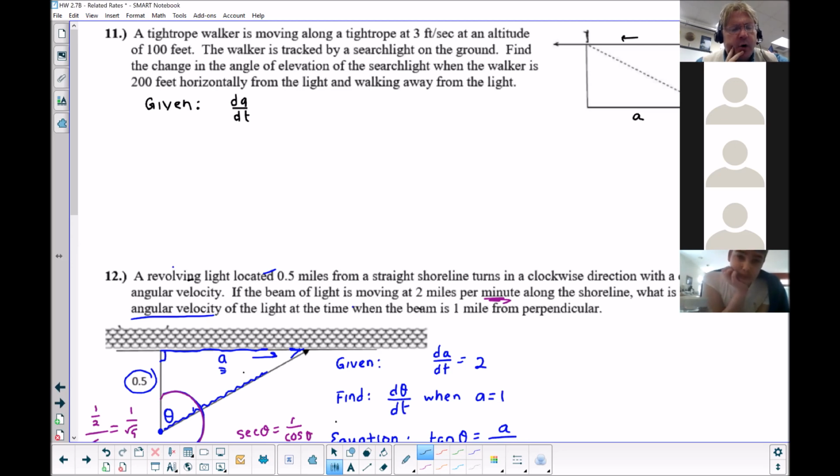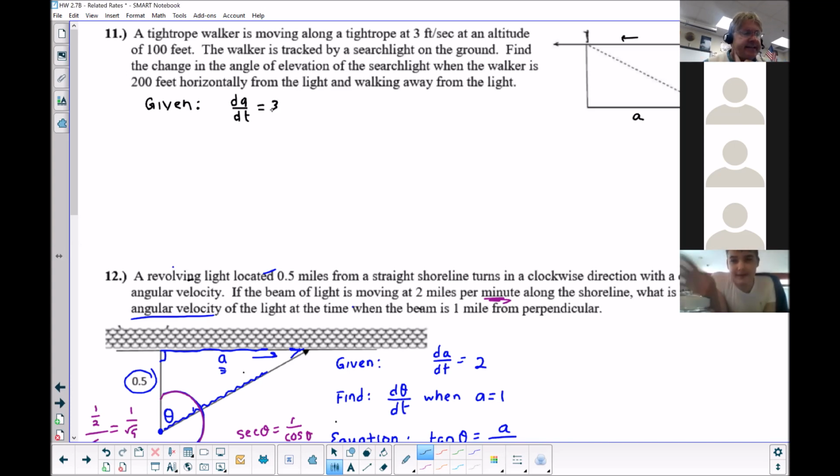Well, it's moving away from the subject of the problem, which is the searchlight, and I think that's the way you could probably best answer it. So if we're moving along this direction, I think we're going to say that this is going to be a positive dA dt, right? That's what I have in my solution.